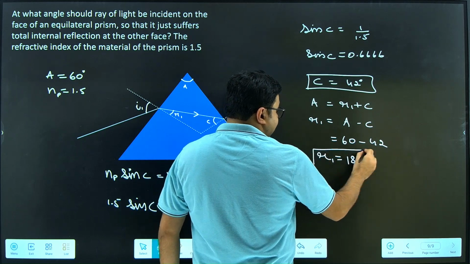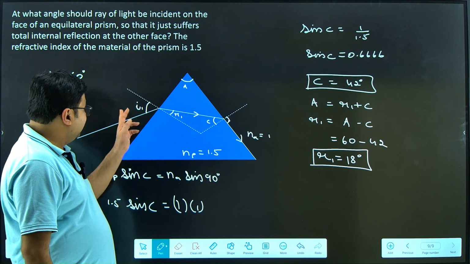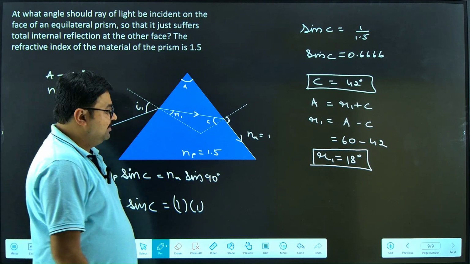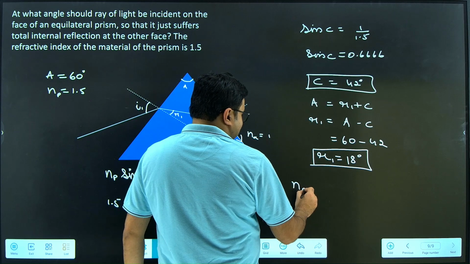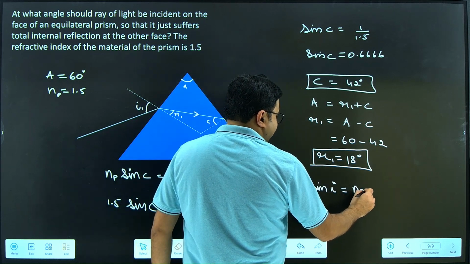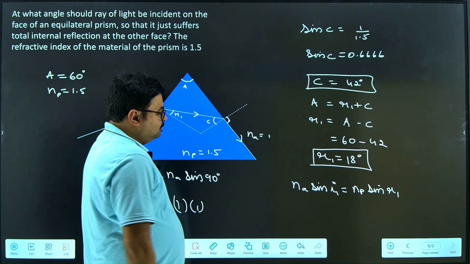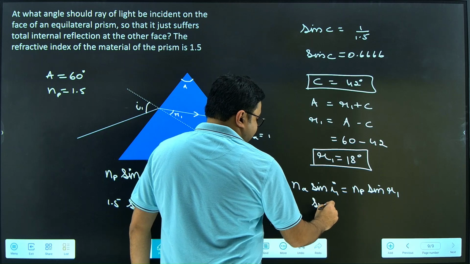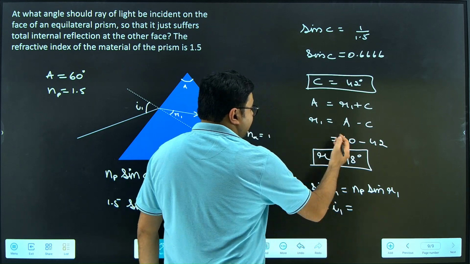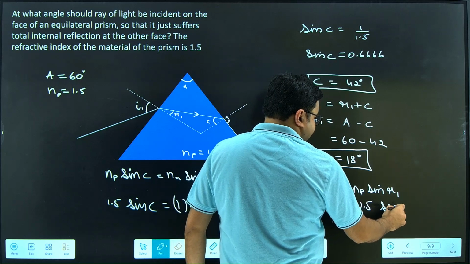R1 is 18 degrees. Once we know that R1 is 18 degrees, we apply Snell's law for the first refraction. And what does that become? NA sin I1 equal to NP sin R1. NA is 1. Sin I1 is equal to NP, which is 1.5, multiplied by sin 18 degrees.